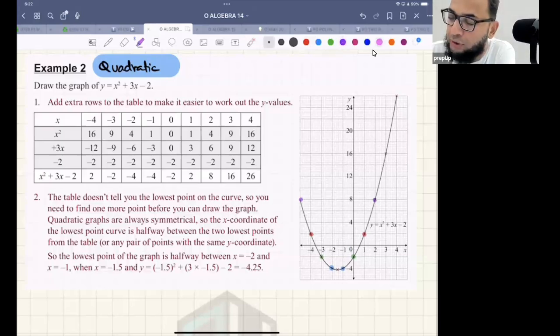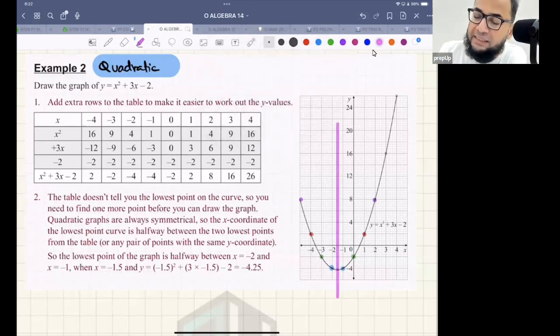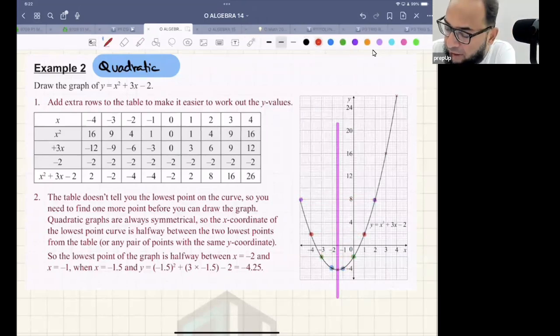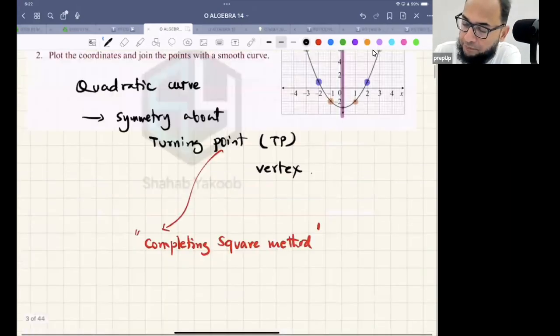Now this point over here, negative something. If I draw this line, so I think this is too thick. So now it is symmetric about this line. Can you see the symmetry? The line symmetry? It's symmetric about this line. That means this x coordinate over here is negative 1.5, if I'm not mistaken. So x equals negative 1.5. That's the x coordinate of the turning point.